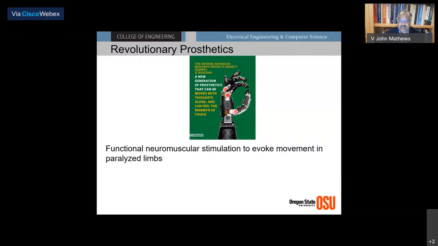On three different things. One is functional neuromuscular stimulation to evoke movements in paralyzed limbs. Basically, what you do is you have some kind of an electrode implant in the peripheral nerves. You apply electrical stimulus in such a way that you get the movements you want. Then we talk about intuitive control of prosthesis.